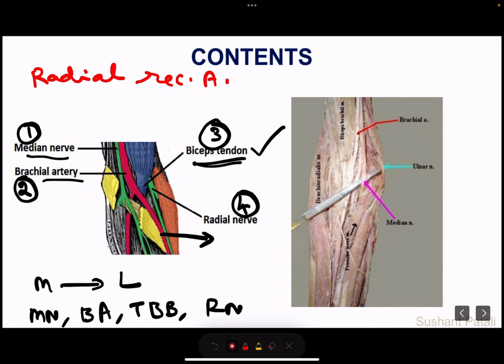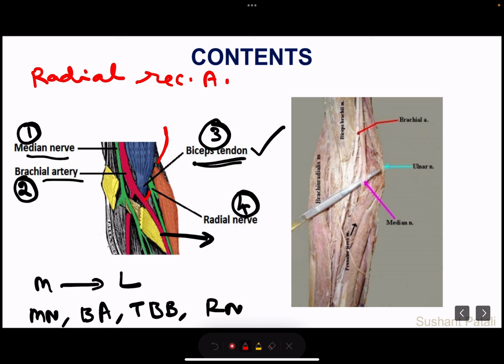And this anastomosis takes place in front of the medial epicondyle, behind the medial epicondyle, in front of the lateral epicondyle, behind the lateral epicondyle. So one of the arteries contributing to this anastomosis is the radial collateral artery that comes from the profunda brachii after piercing the lateral intermuscular septum along with the radial nerve.